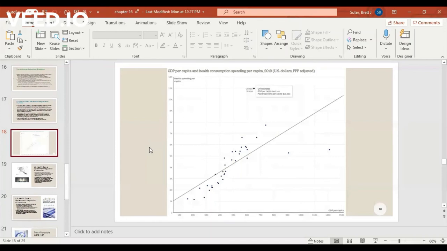Now, if you go down and see the next dot all the way down there, that's Switzerland. Their GDP per capita is about $74,000 with a health spending per capita of about $8,000. This graph really helps us to see the difference in the amount that we spend on our health.